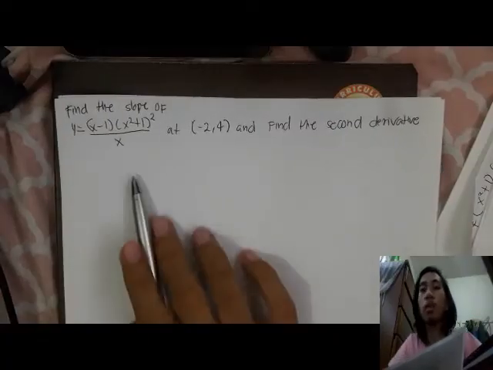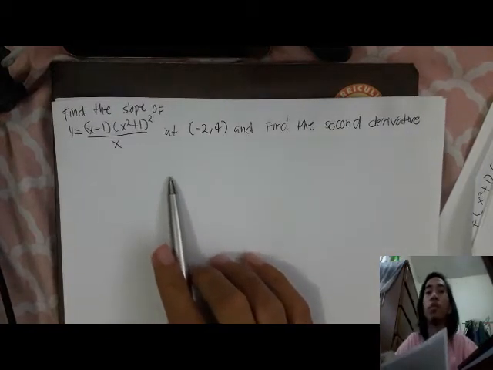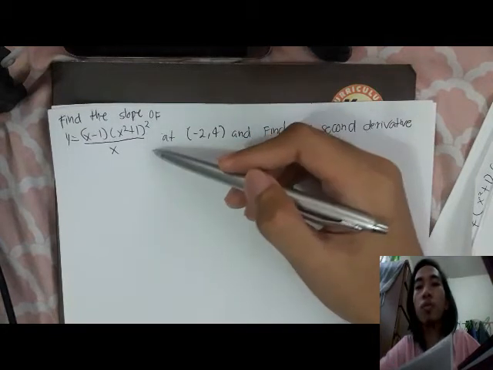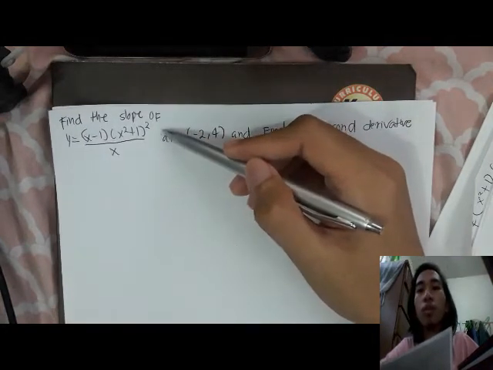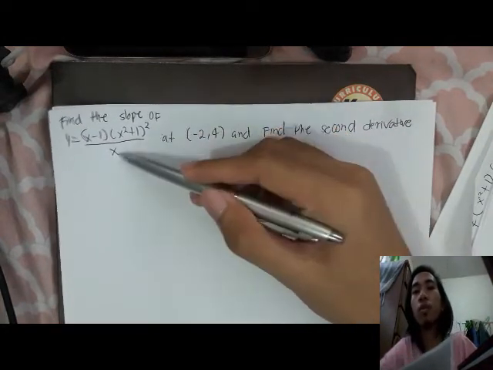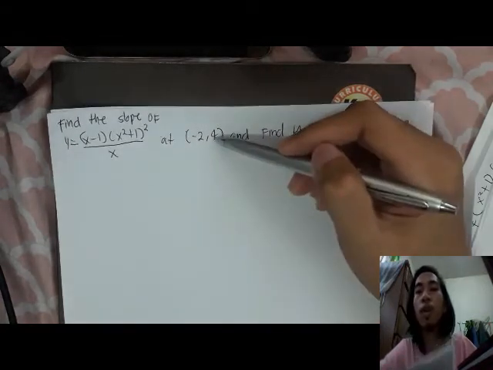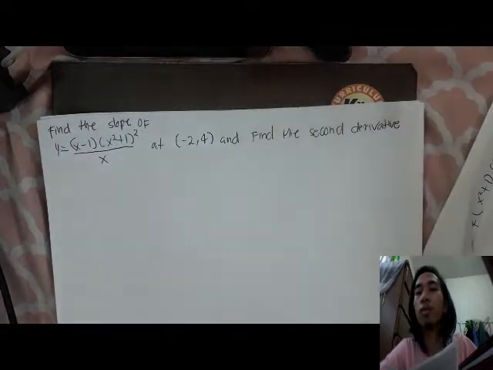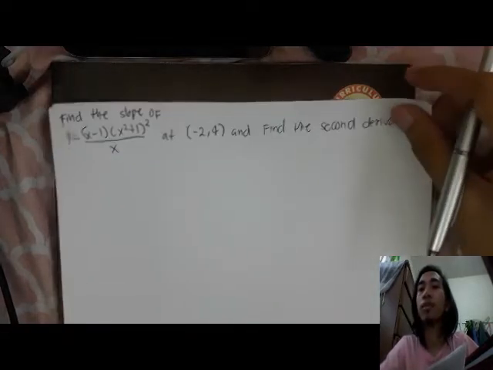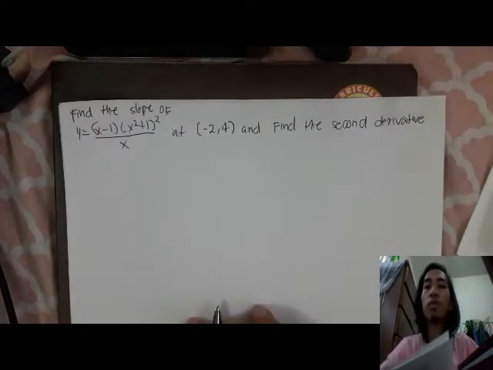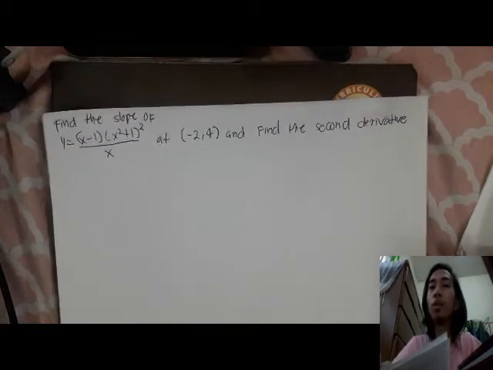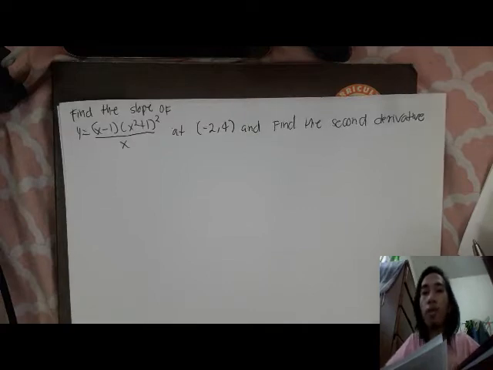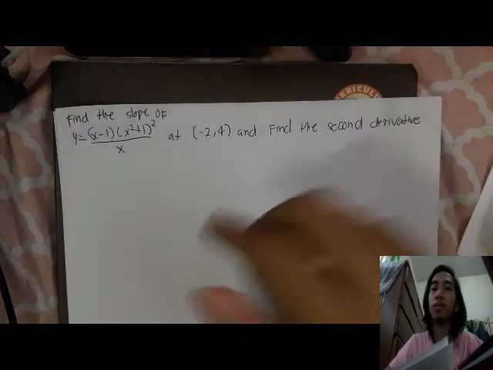Ito, may problem tayo na hanapin natin ang slope ng function na x minus 1 times x squared plus 1 to the power of 2 over x at negative 2, and find the second derivative of this function. Una, hanapin muna natin ang slope, which is ang slope ay y prime lamang. Y prime lamang o derivative ang kailangan para makuha ang slope.